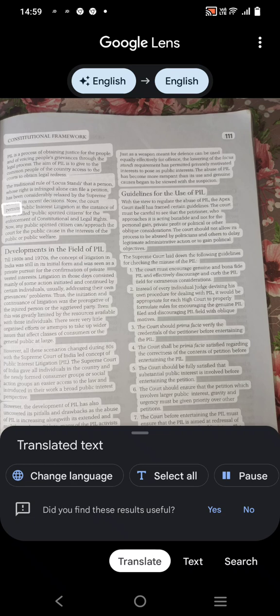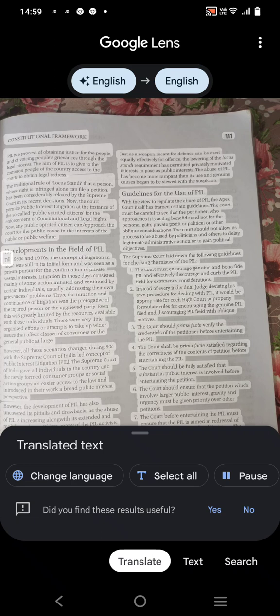Now, the court permits public interest litigation at the instance of the so-called public-spirited citizens for the enforcement of constitutional and legal rights. Now, any public-spirited citizen can approach the court for the public cause in the interests of the public or public welfare.